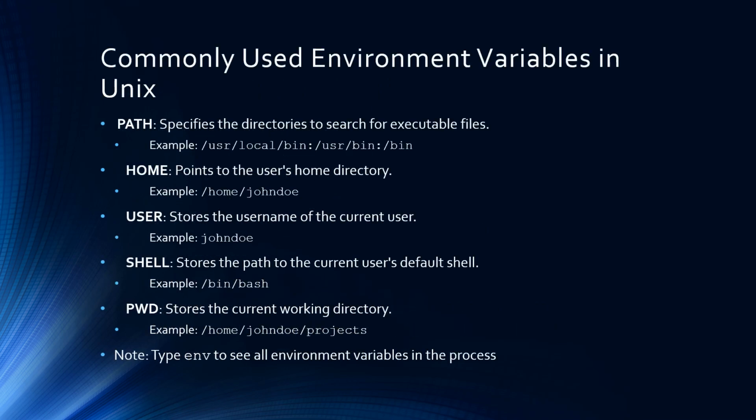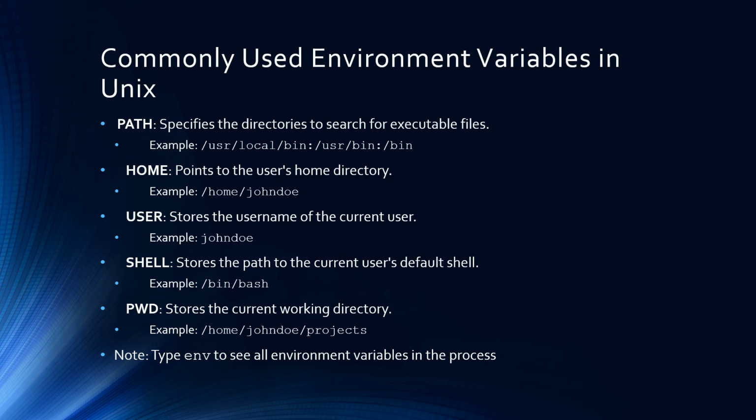Understanding commonly used environment variables in Unix systems is crucial for DevOps professionals. These variables form the foundation of system configuration and are often integrated into CI/CD pipelines. Let's examine each important variable and its significance in DevOps workflows. The PATH variable is perhaps the most frequently used. It determines where your system looks for executable files.